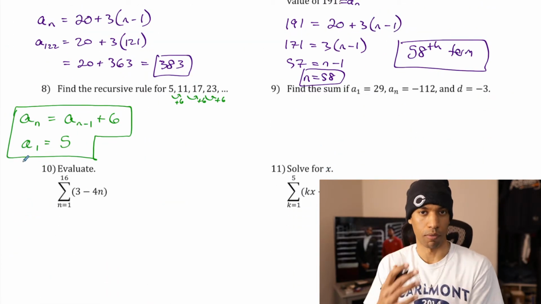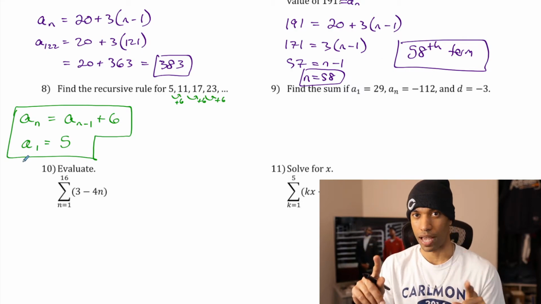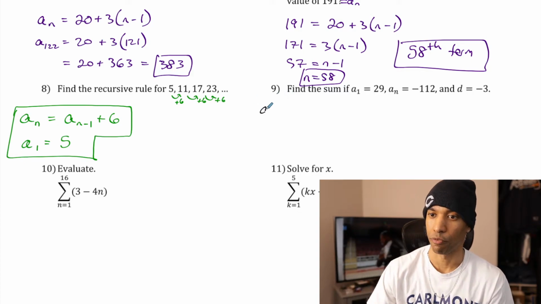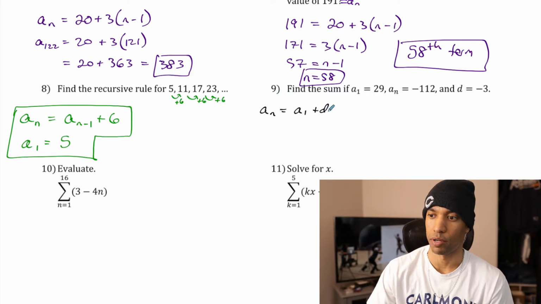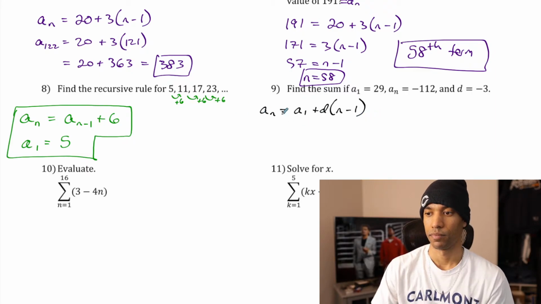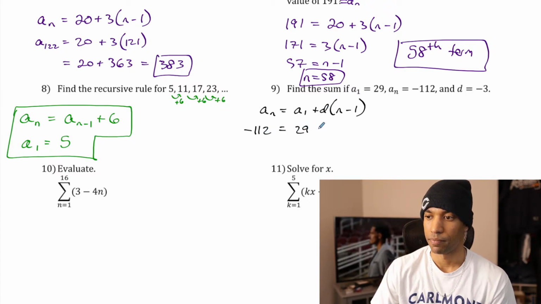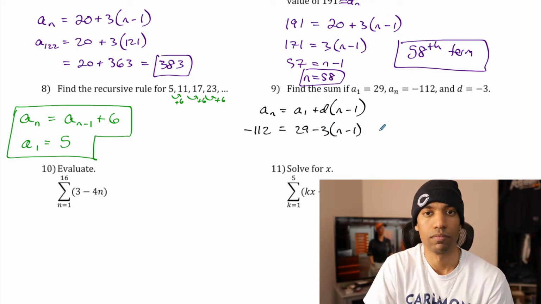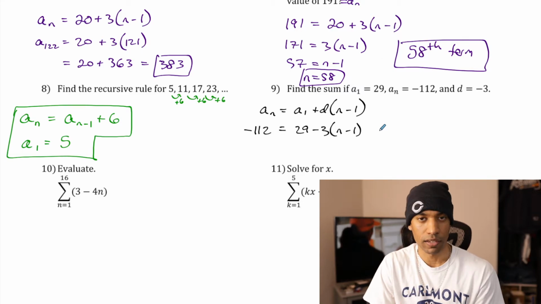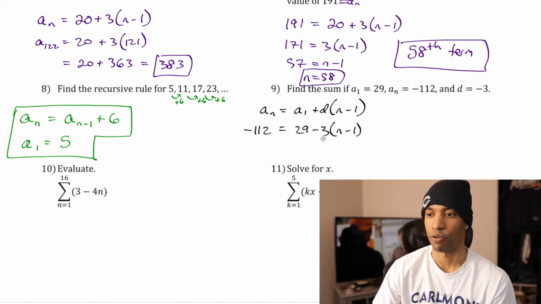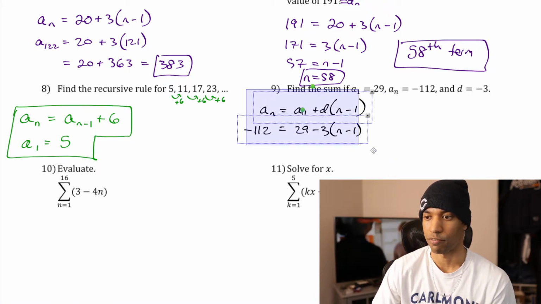The explicit rule formula also uses the first term, last term, number of terms, and common difference. Again, if we use this, a sub n equals a sub 1 plus d times n minus 1, we have the last term in the sequence, the nth term, based on the number of terms there are. We have the first term. We have the common difference, d is minus 3, and we're going to solve for the number of terms. That's not the final answer, but that helps us get to the final answer. And I know there were problems like this in the first review.